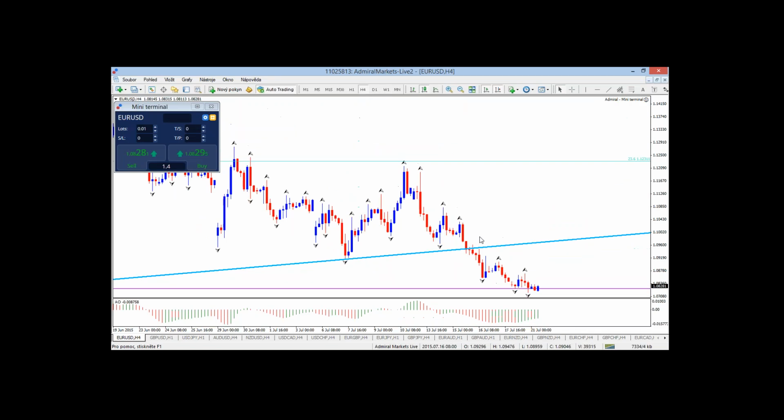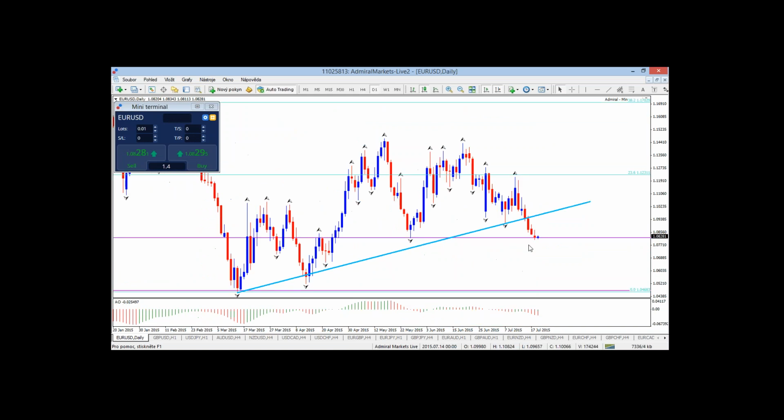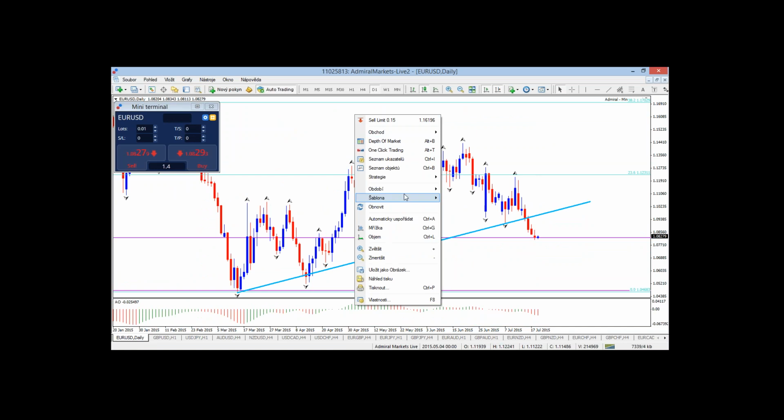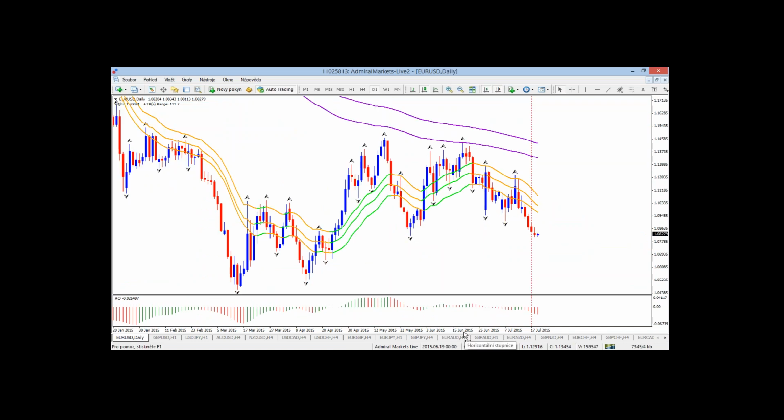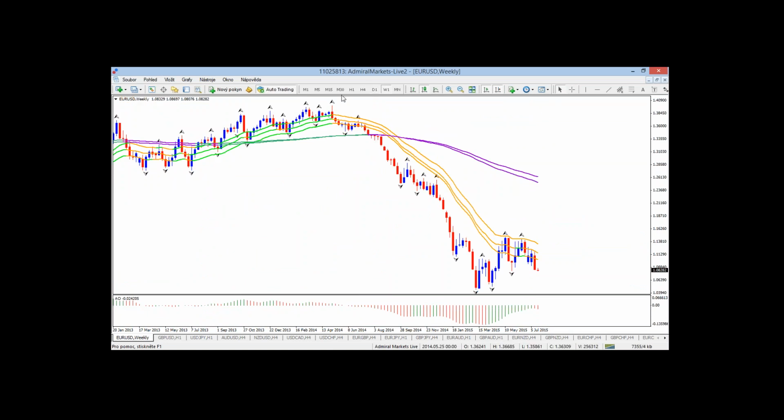All right, so back to this daily chart. So a bit of a bounce, would not be surprised. Let's take a look at the Camarilla now. Yeah, you mean this point.